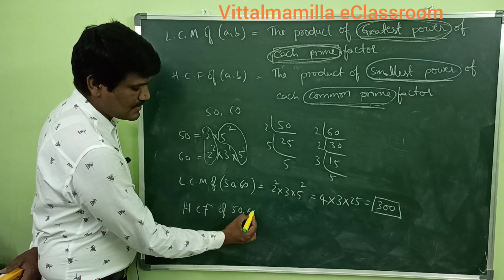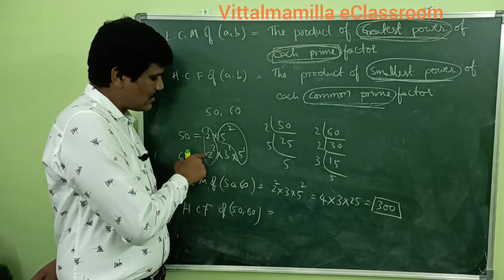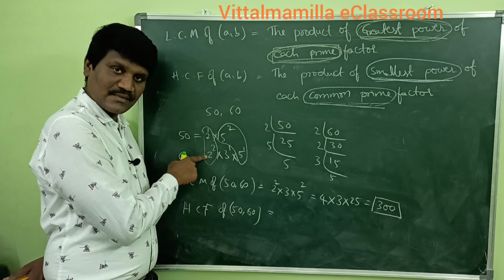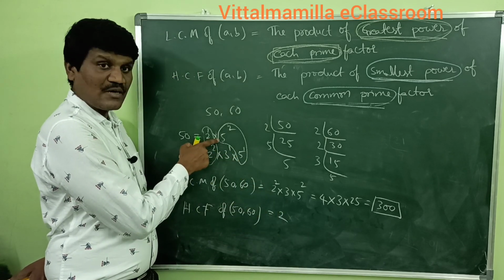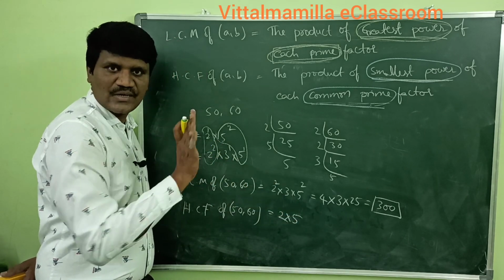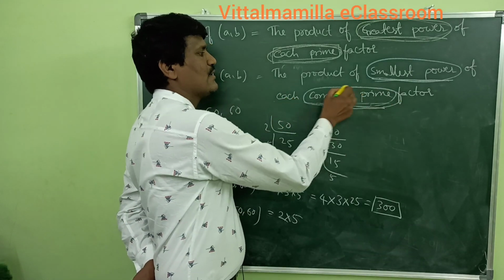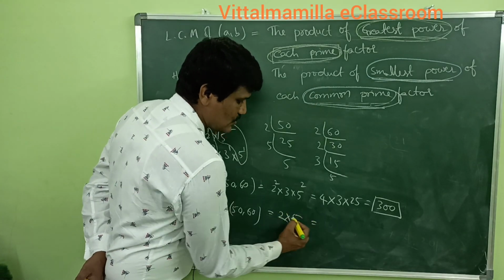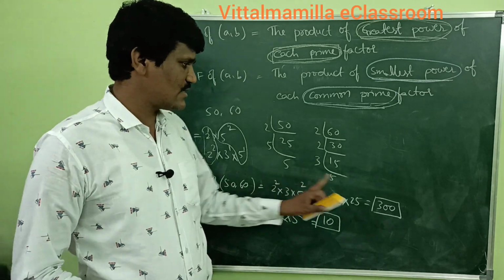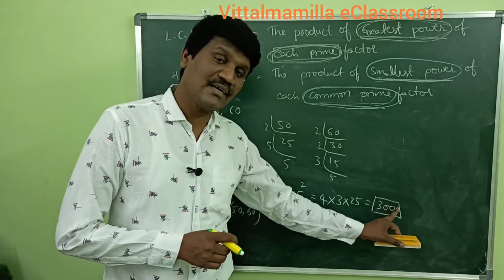Coming to HCF, HCF of 50 and 60 is, I should take now whatever is common in them. First one, 2 is common in both. Yes, so I should take 2. 5 is common in both. Yes, so I should take 5. 3 is not common, so I should not consider 3. For finding HCF, this is the most important one: I should take only common primes. So it is 2 into 5, 10. 10 will be your HCF. So LCM of 50 and 60 is 300, and HCF is 10.